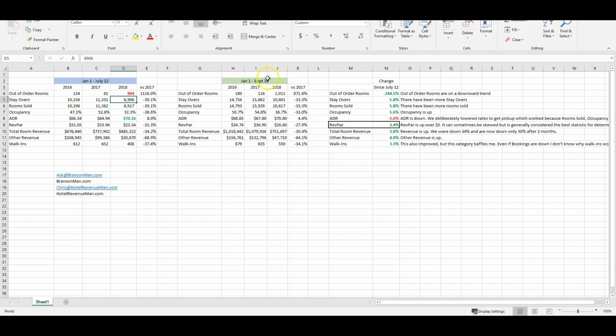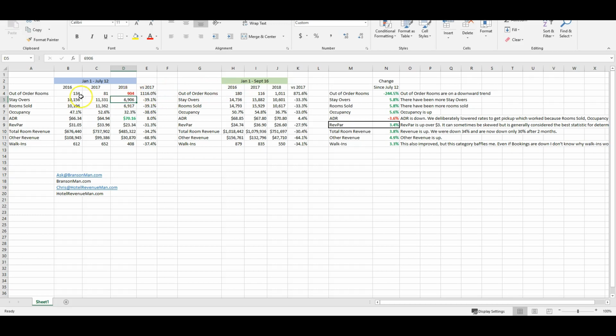Over here, we did January 1st to September 26th. So between July and September, that's what's going to be different about these numbers. And this is going to tell us, as the owner asked, is revenue up? So I ran all these metrics, and then over here I put in a formula that compares the change here to the change here.